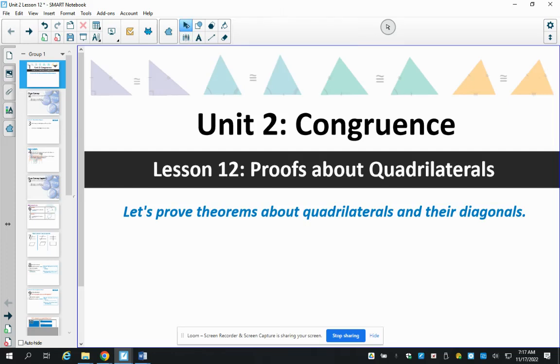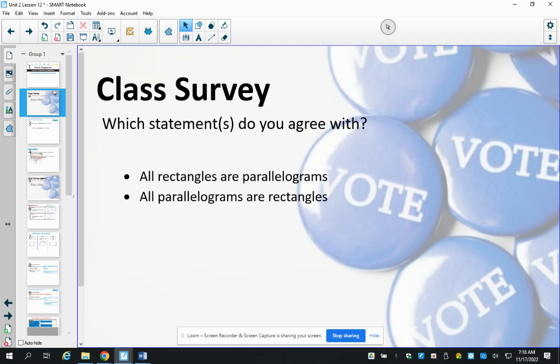In this video, we're going to take a look at Unit 2, Lesson 12, which is about proofs about quadrilaterals. So first off, what we did was take a class survey and determine which statement or statements you agree with out of these two statements. The statements are that all rectangles are parallelograms, and also that all parallelograms are rectangles. So decide which of those statements you agree with, and then we'll take a look.